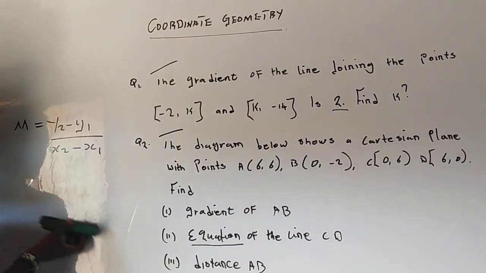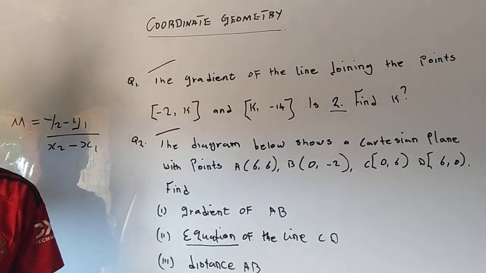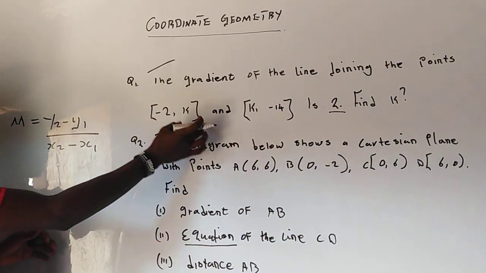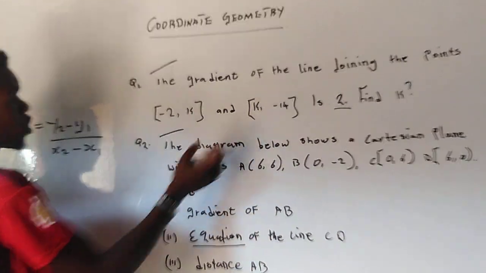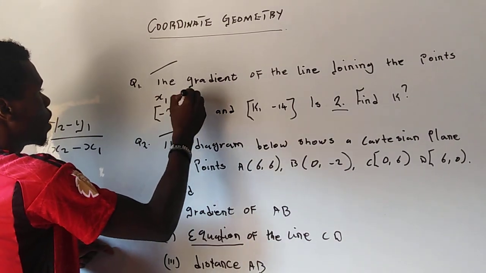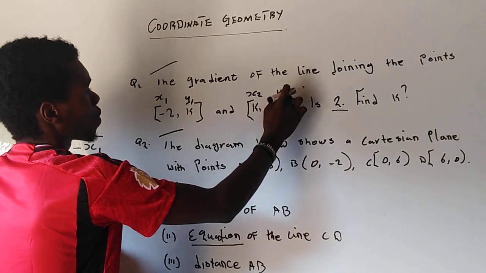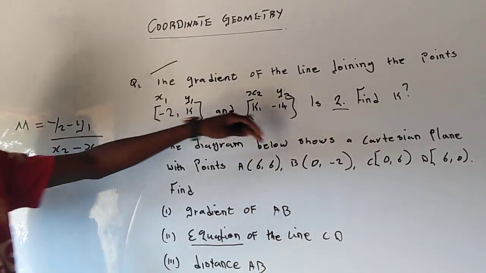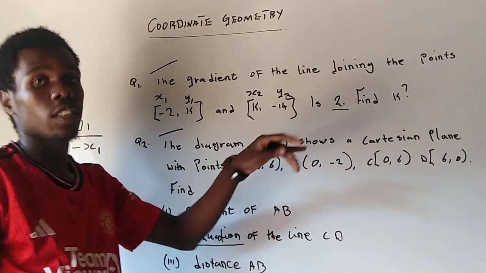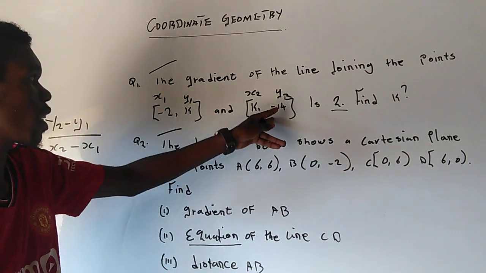Now it's very important that we start by listing, or rather describing, the coordinates that we have. These are our coordinates A and B. I'll name these x1, y1, x2, y2. This is my first coordinate and this is my second coordinate, so there's a 1 and a 2.